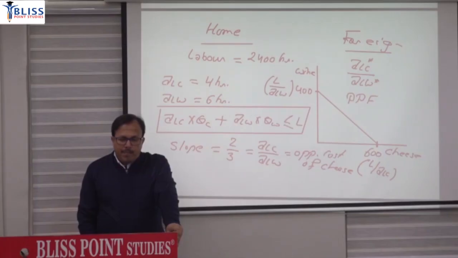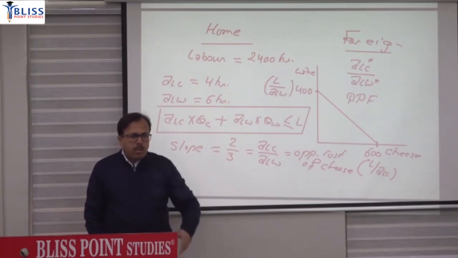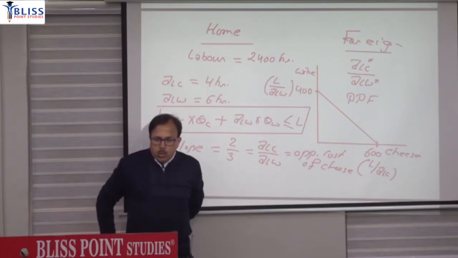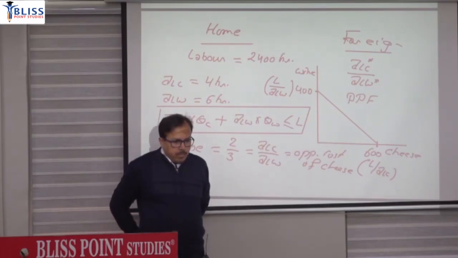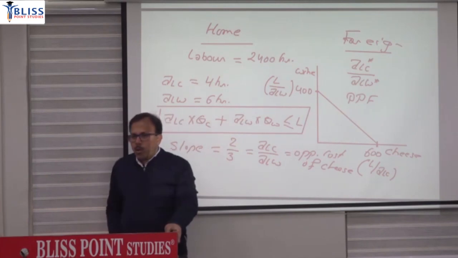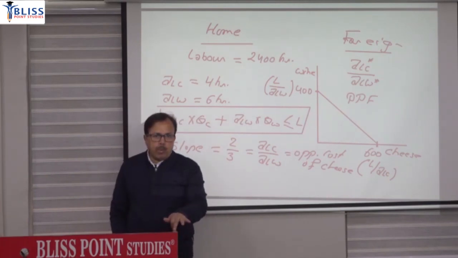So this model of international trade is also referred to as the 2 by 2 by 1 model.